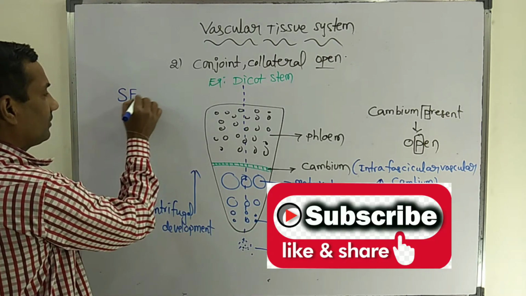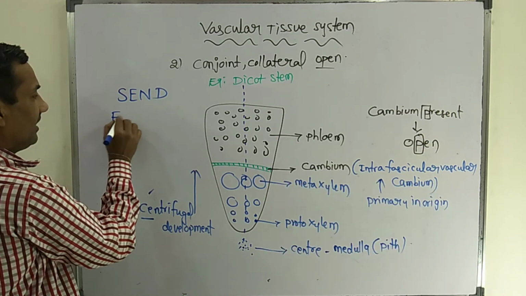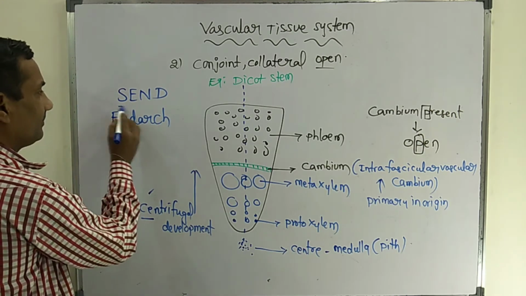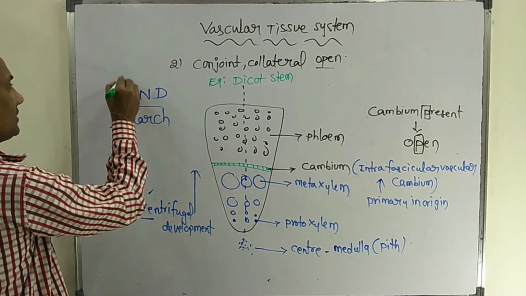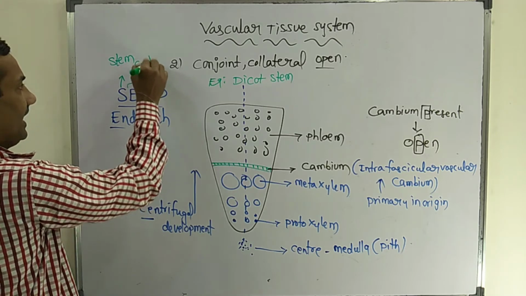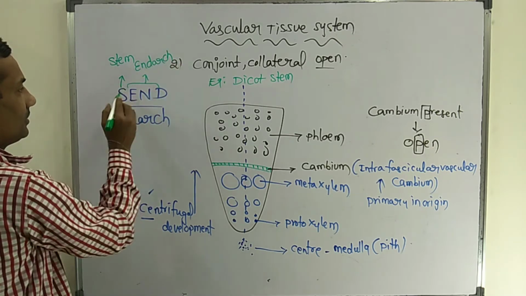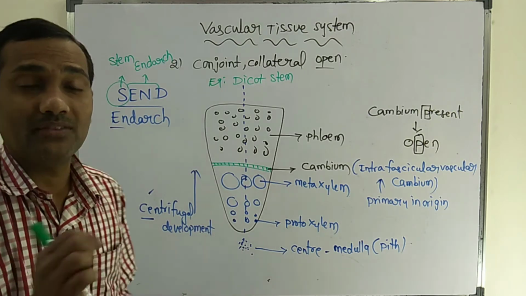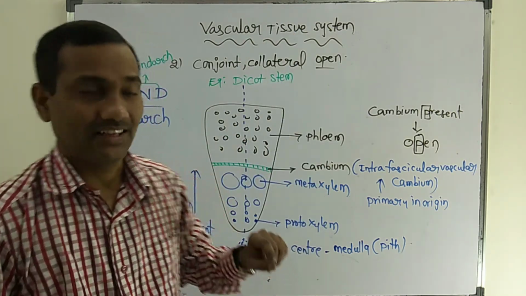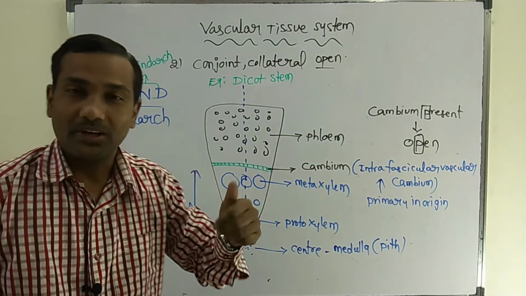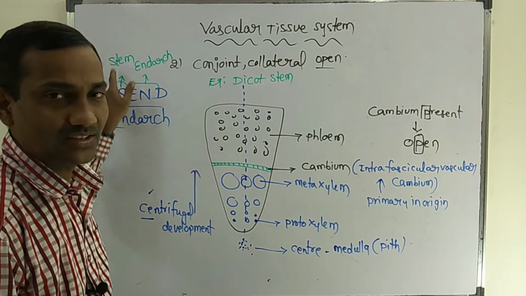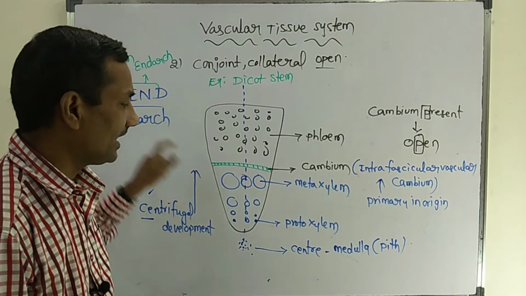This arrangement we can call endarch xylem. How can you remember endarch? Send. S stands for stem, END stands for endarch. So in the stem you can find endarch xylem, whereas in the root, exarch xylem. You can follow this trick to remember for exams. So, Send: S stands for stem, END stands for endarch.